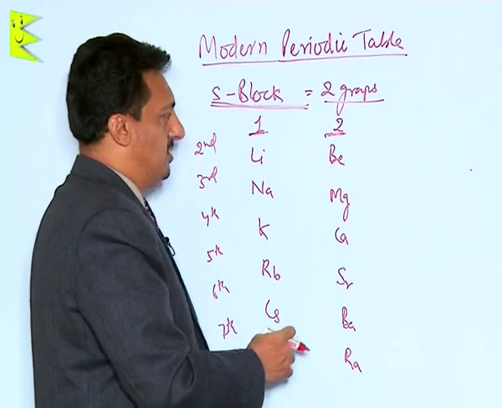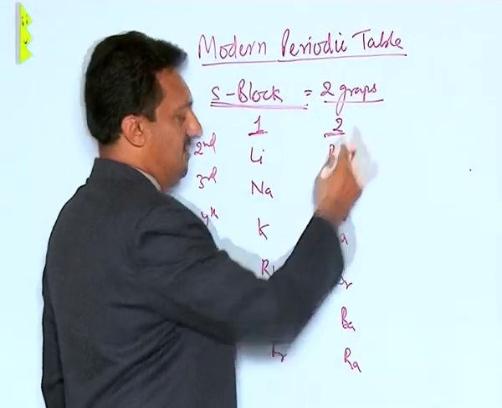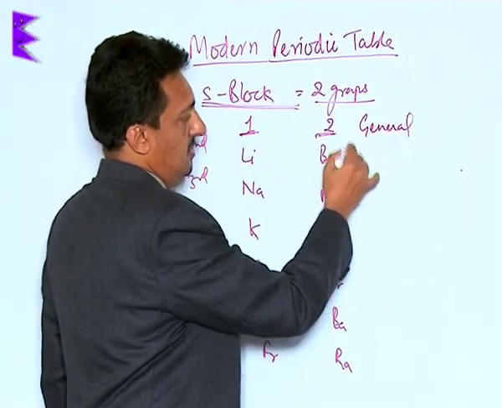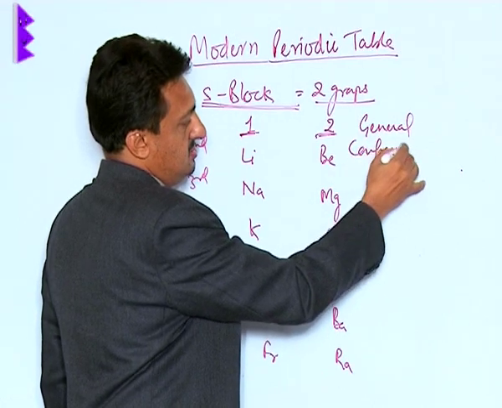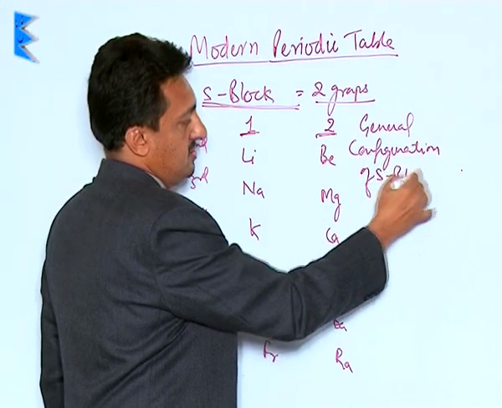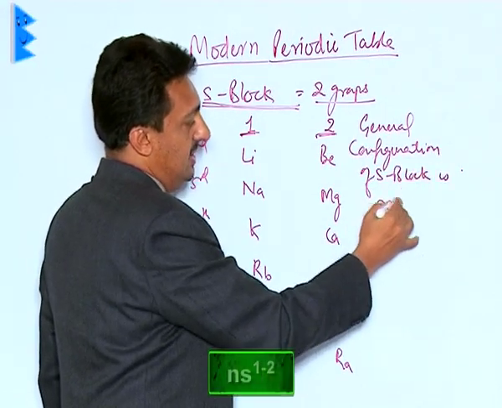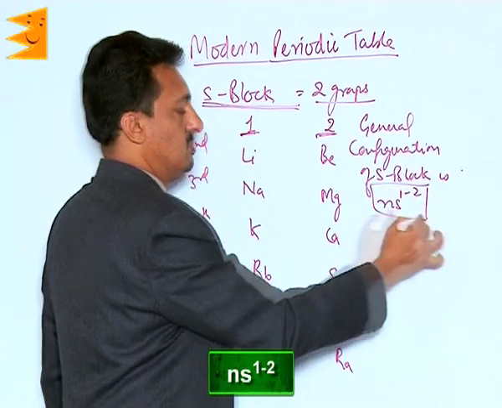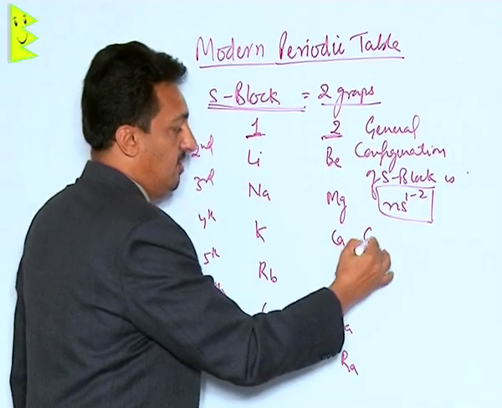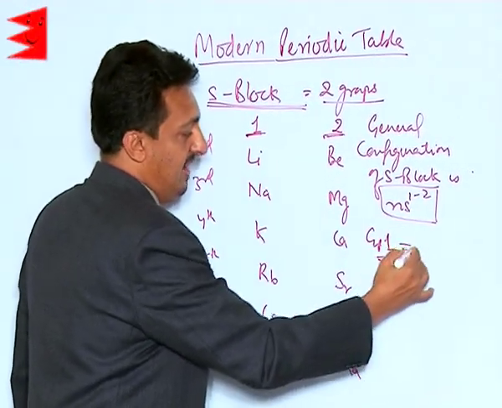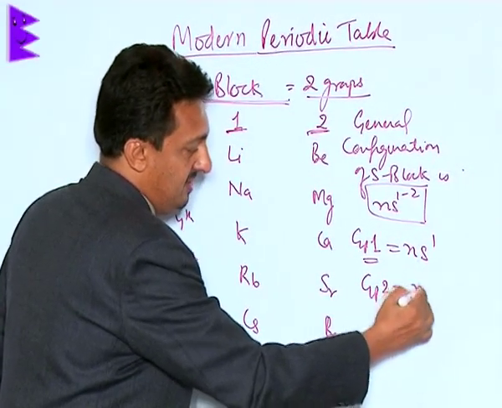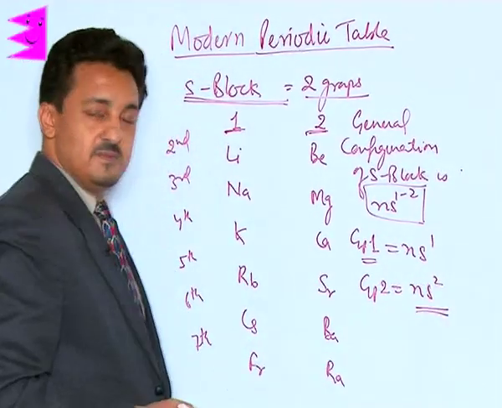Now what is most important to note is that the general electronic configuration of S block is ns1-2. This ns1-2, what does it mean? The group 1 elements will be having ns1 and group 2 elements will be having ns2 configuration.